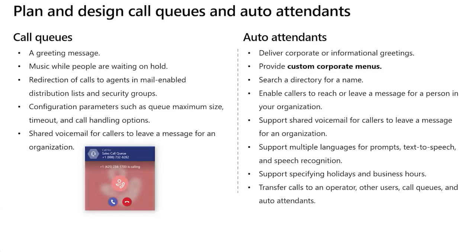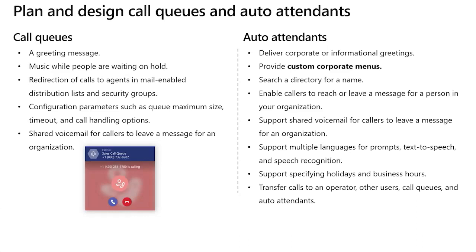So call queues. We can have an outgoing message. We can optionally have music for people waiting on hold. And we can redirect calls to agents in either a distribution list or security group. And we have settings for the maximum queue size. Default is 50. Timeout settings: so what should happen at the end of the timeout? Should the caller be dropped? Should they be routed to a different voice app or voicemail? There's shared voicemail we can enable as well.